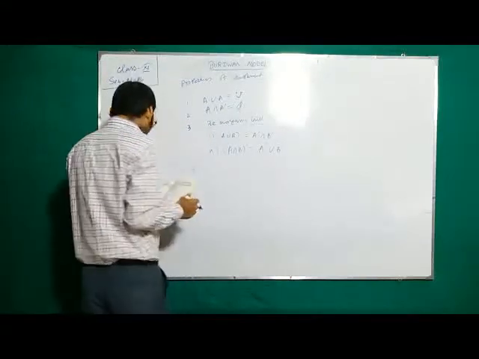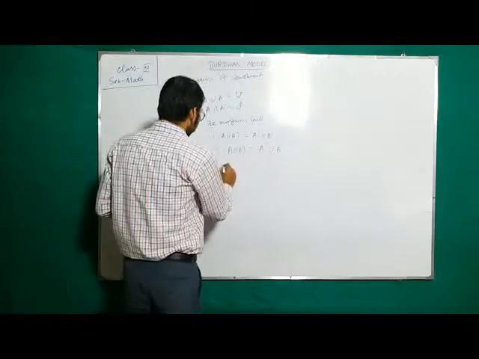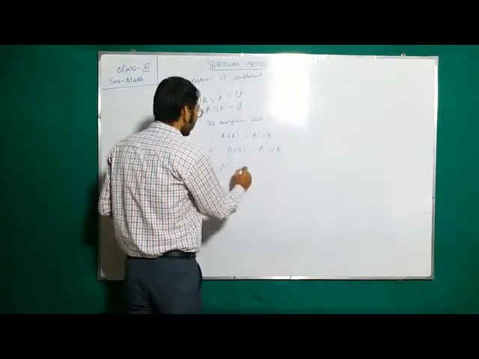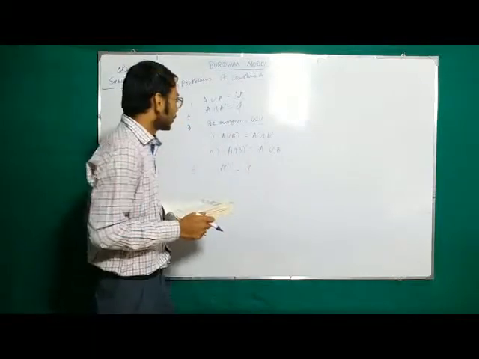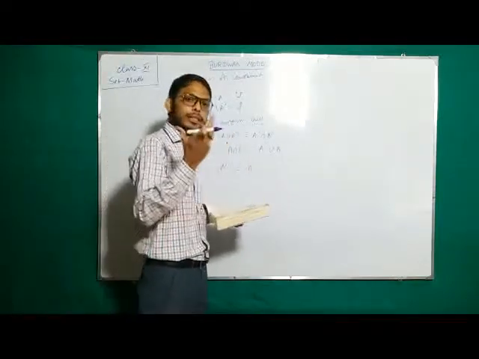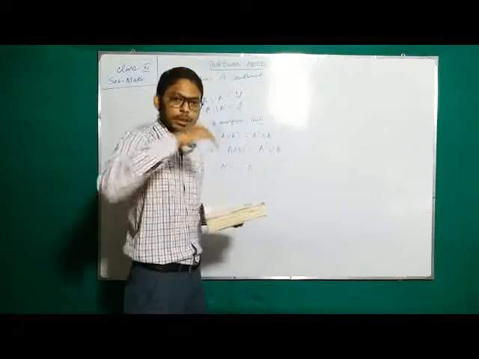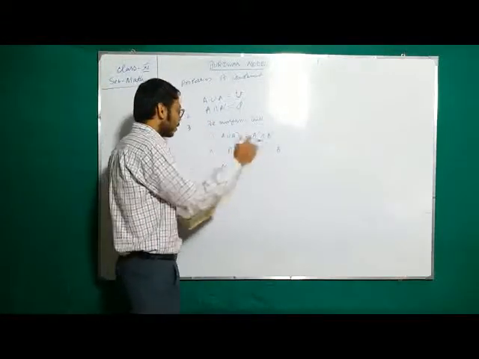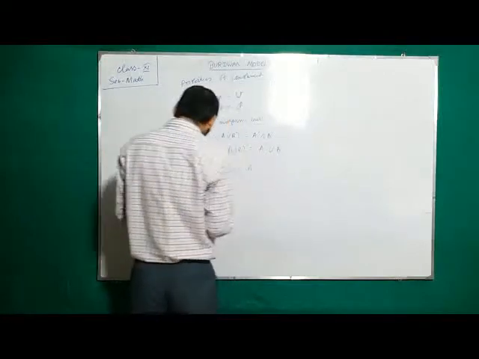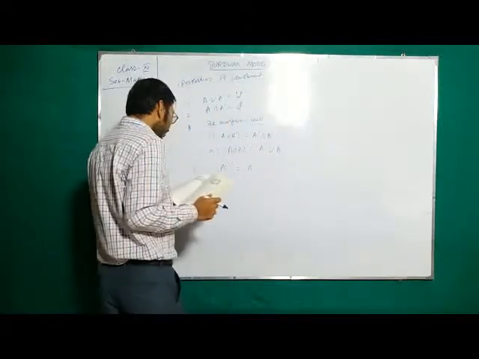Next one, the law of double complementation. That means the complement of the complement of a set gives A back. Suppose A is a set, A complement means outside of A, then again the complement is the outside of A complement. That means A is back again. This is called the law of double complementation.